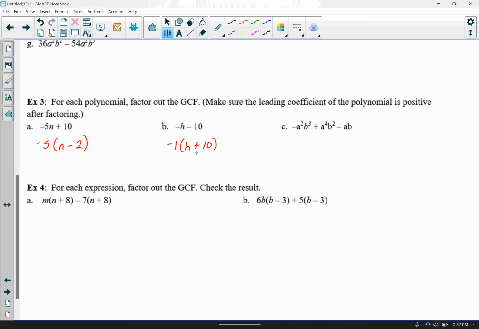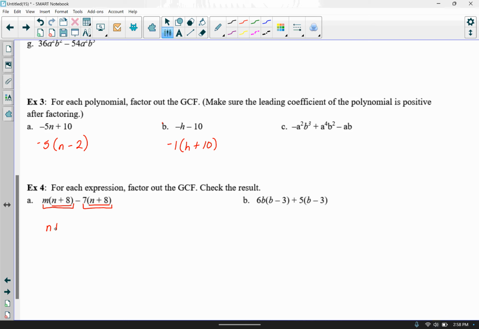Okay. All right, let's scoot on down to example 4. In example 4, it wants us also still to factor out the GCF. Now remember, factors are separated by addition and subtraction signs. So I'm sorry, I said factors. I meant terms. Terms are separated by addition and subtraction signs. So this is a term, and this is a term. Between those two terms there, what do those two terms have in common? And hopefully you agree, they both have an n plus 8 in common.